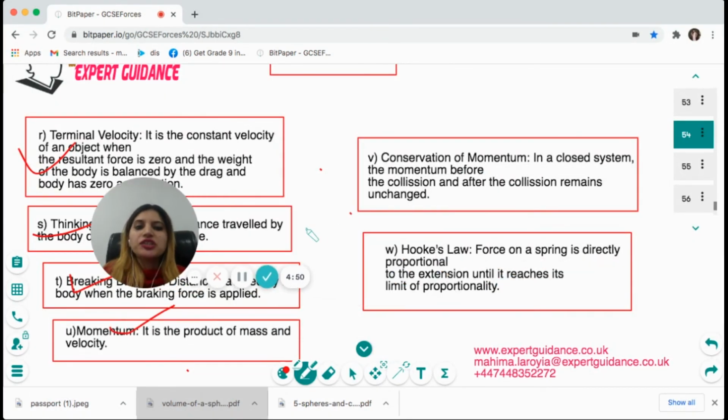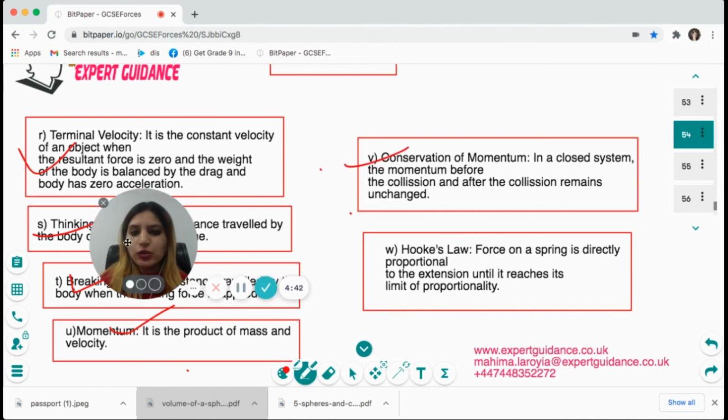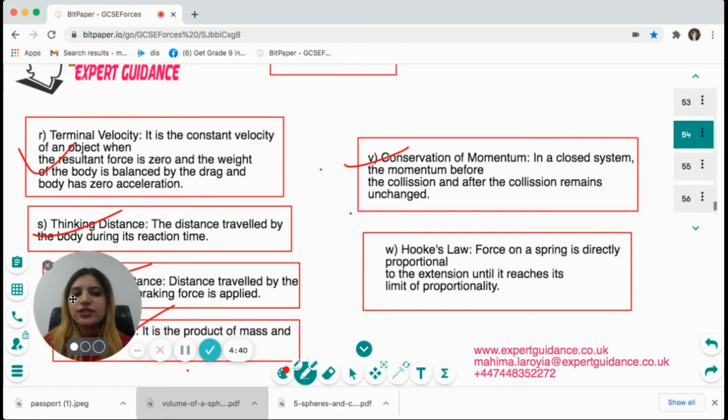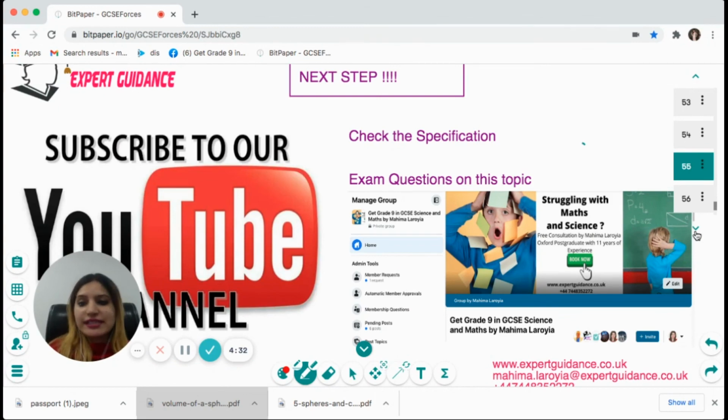We did conservation of momentum, which states that in a closed system, the momentum before the collision and after the collision remains unchanged. And we did Hooke's law, where it says force on a spring is directly proportional to the extension until it reaches the limit of proportionality. So I hope this unit is clear to you.